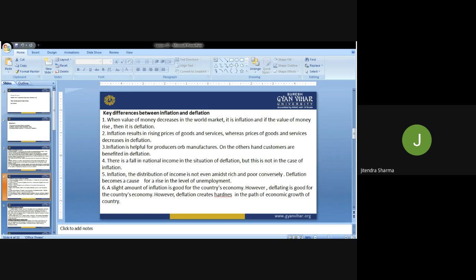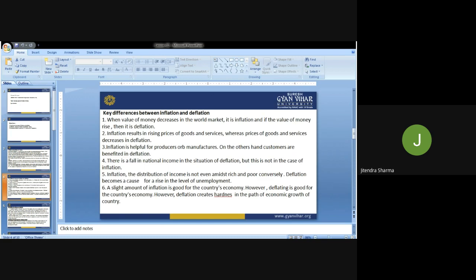But this is not the case of inflation. In the case of inflation, it is not like that. It means the national income does not decrease in the case of inflation. Then in inflation, the distribution of income is uneven, benefiting the rich and not the poor. Conversely, deflation becomes a cause for a rise in the level of unemployment.